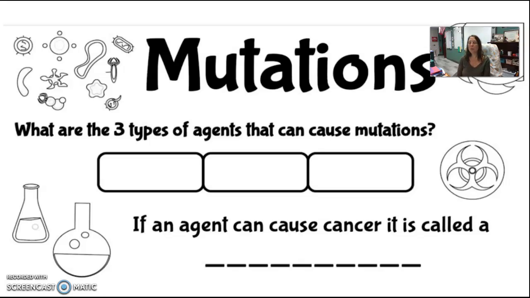And then the third one would be bacteria and viruses. Remember I said we could have something like the HPV virus that could increase chances of cervical cancer. So that would be our third one, bacteria and viruses. And then if an agent can cause cancer, it's called a mutagen. And that is spelled M-U-T-A-G-E-N, mutagen.